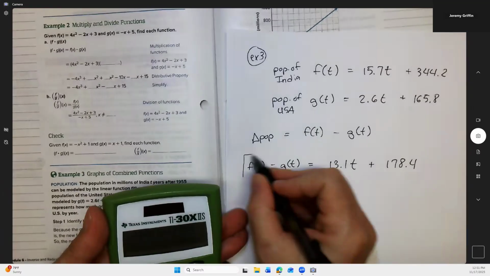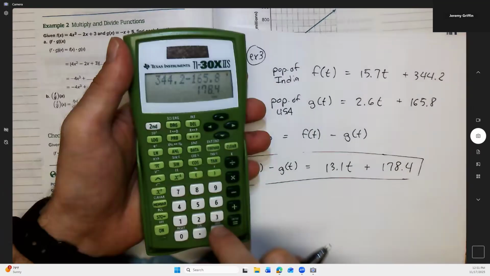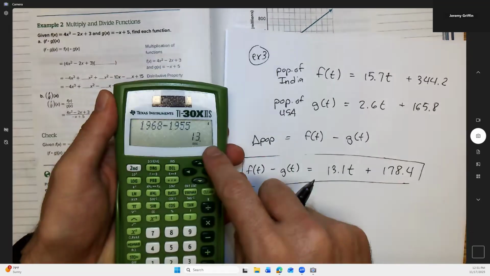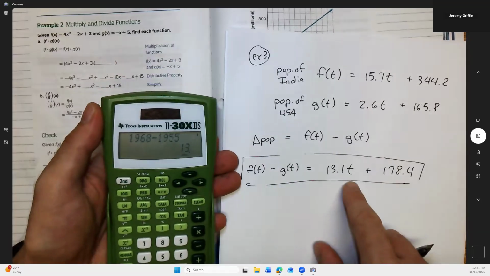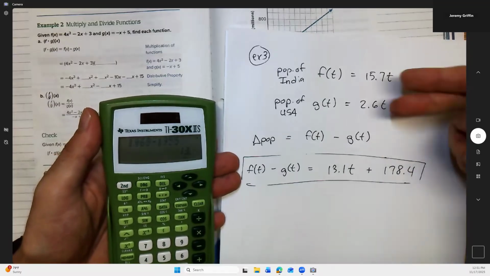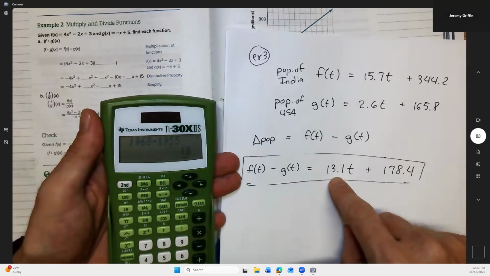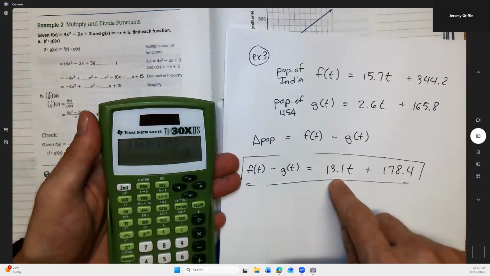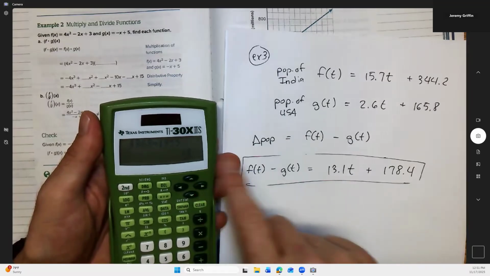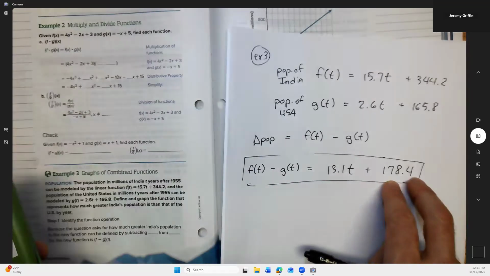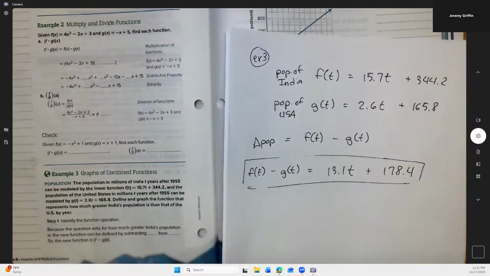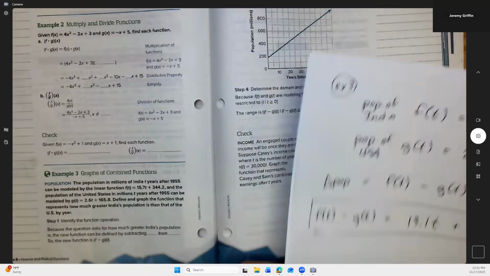So if you want to say the year 1968, from 1955, that'll be 13 years after the base year. So you can plug in 13 for t. Now, India is growing faster than the States. How much? By about 13 million more people every passing year, times however many years passed. And the initial gap that India had at the start was 178 million. And so it's all there.